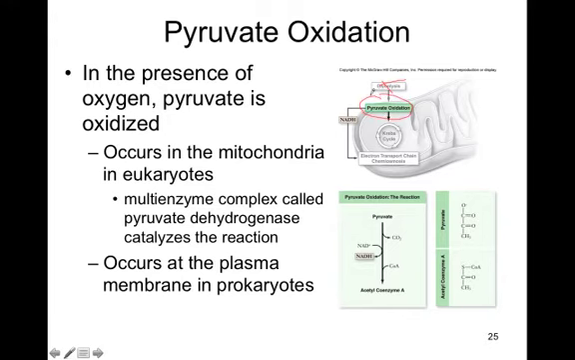Pyruvate oxidation occurs inside the mitochondria when we're in eukaryotes. So inside the mitochondria is a multi-enzyme complex called pyruvate dehydrogenase, and it catalyzes all of the things that occur during pyruvate oxidation. Now, oxidation means what? Well, it's removal of electrons. So we're going to remove some electrons most certainly, because NAD is going to arrive and it'll pick up 2 electrons and 2 hydrogens and produce some NADH. Because prokaryotes don't have mitochondria, this reaction occurs right at the plasma membrane in prokaryotic cells.